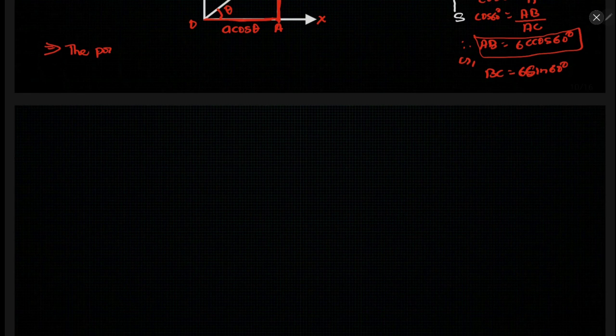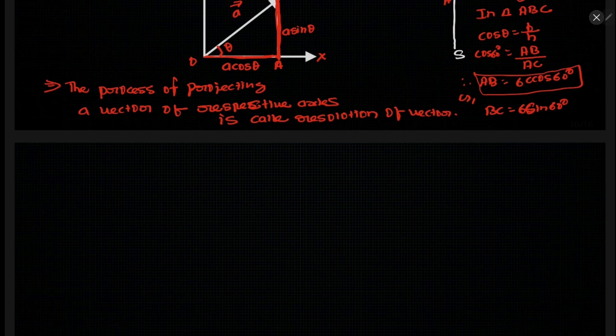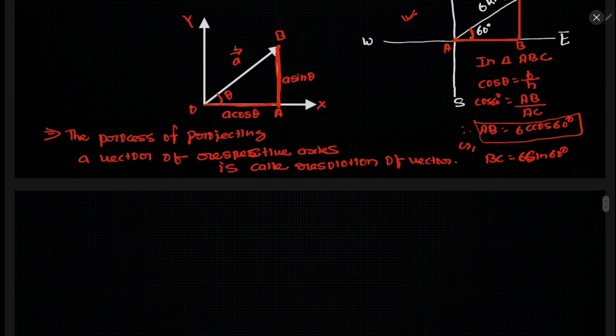The process of projecting a vector on respective axes is called resolution of vector, and again the resultant of these vectors AB and BC will be vector OC, which is A.